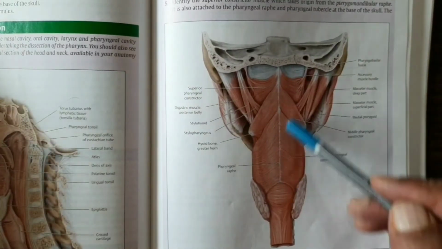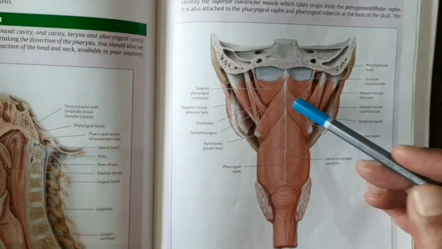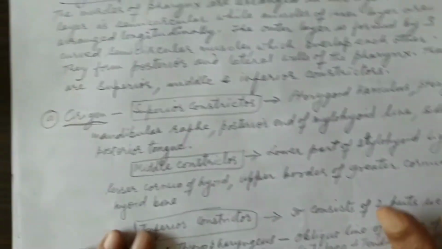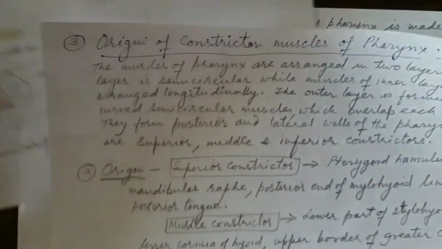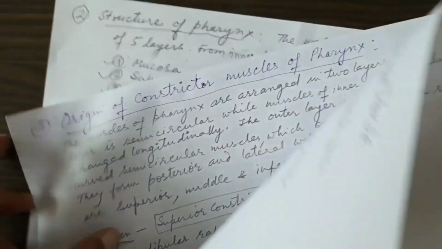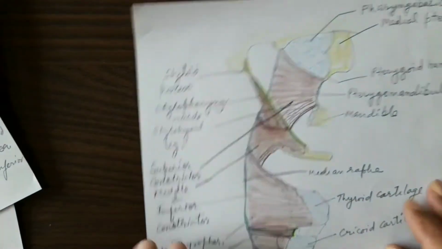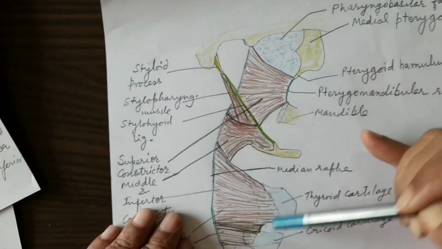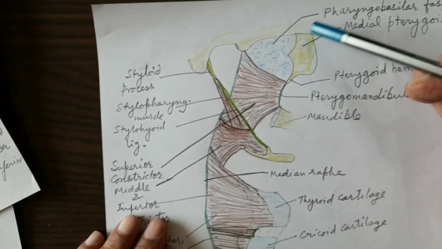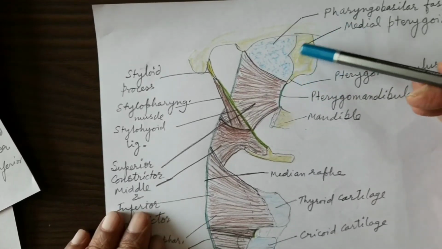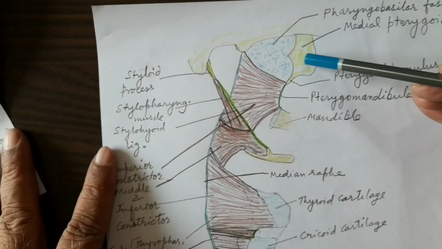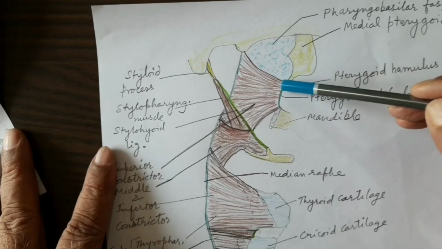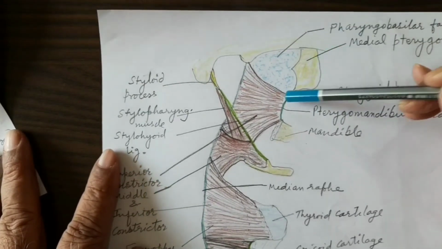So now we will learn about the origin and insertion of the superior, middle and inferior constrictor muscles. So let's come to the superior constrictor. The origin of the superior constrictor muscle is from the pterygoid hamulus. Now, I have drawn this rough diagram just to tell you how these muscles take origin and how they are inserted. We are seeing it from the lateral side. This is the medial pterygoid plate and this is the pterygoid hamulus, which we have already seen in the diagrams from the book.